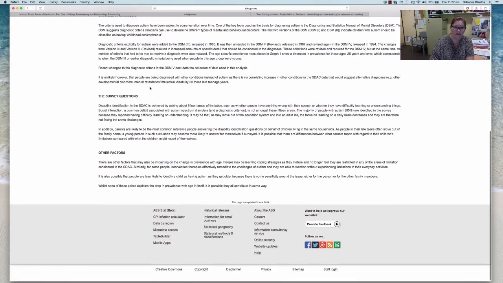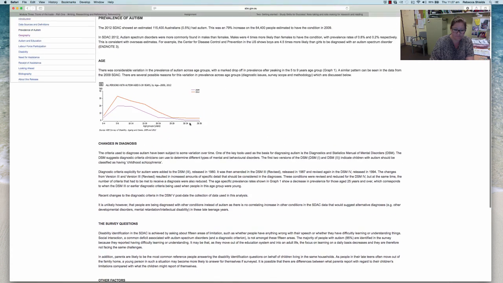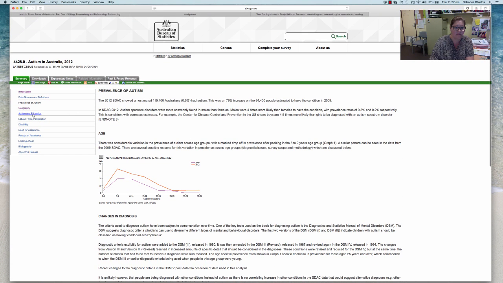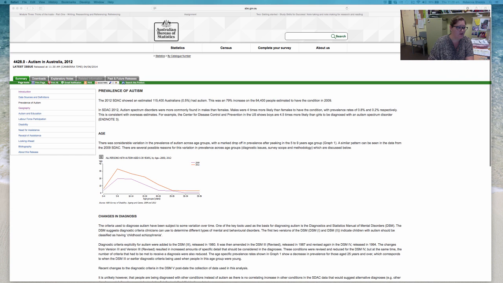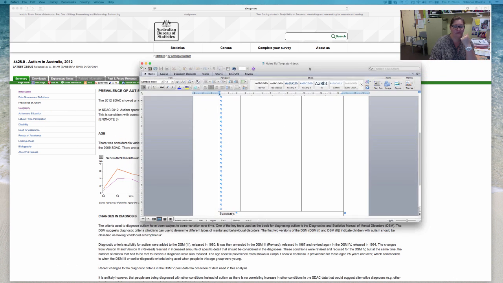So it does have a look at other factors like autism in education, labour force participation, those sorts of things. When you find a source that you know is going to give you some information that you're looking for in your assignment, you then use what I have told you to use, which is the Notes TM template. So on this template, if I was to take notes from this, I would, just bear with me.